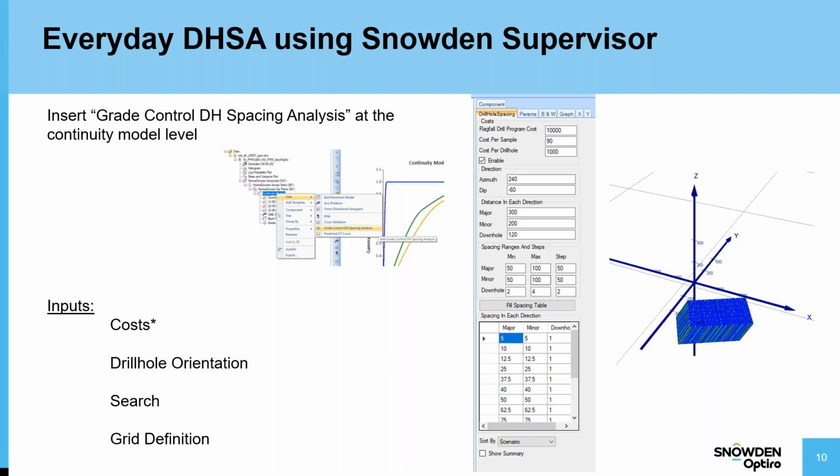So you can input your drill hole orientation, so you can undertake drill hole spacing analysis on any orientation deposit or domains. Your optimal search ellipse, sorry, I can't really see it. So your optimal search in each direction and your drill hole grids. So you can put in parameters of your range of drill hole grids for your grid definition, or you can manually input those.